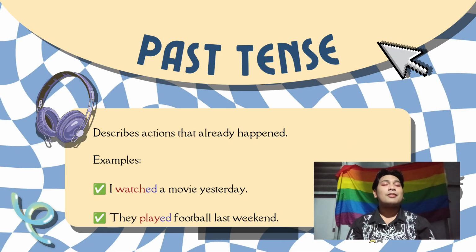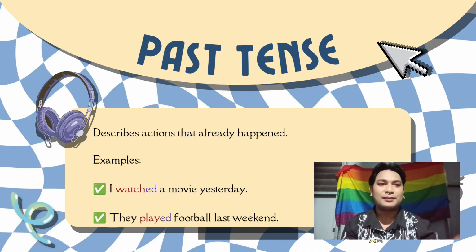Now let's talk about the past tense. We use the past tense to talk about actions that already happened. For example, I watched a movie yesterday. They played football last weekend. You often see ed endings in regular past tense verbs like watched and played. This shows that the action is finished and belongs to the past.